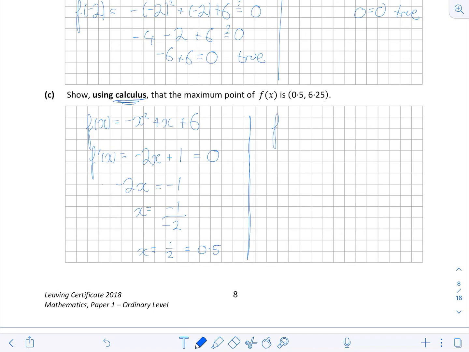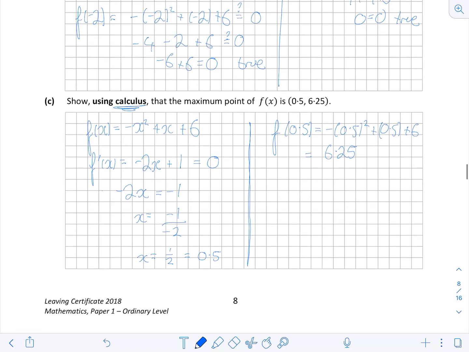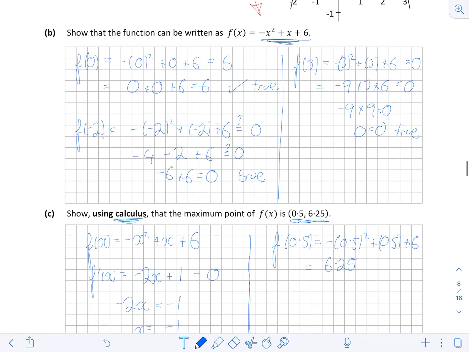So I'm going to have f of 0.5 is equal to minus 0.5 squared plus 0.5 plus 6, which is a calculator job, I think. Minus start bracket 0.5 squared plus 0.5 plus 6 is equal to 6.25. Yep, so that's what we had to get. So we got our points here. Job done.